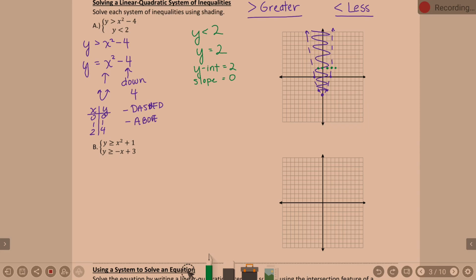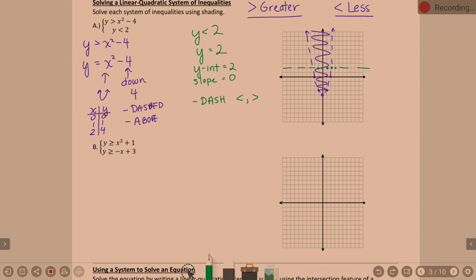Now, again, before you connect those points, how are we connecting those points? Are we going to do a dashed line or a solid line? Dash, because again, it is not equal to. Okay? Remember, dash lines happen with less than or greater than.